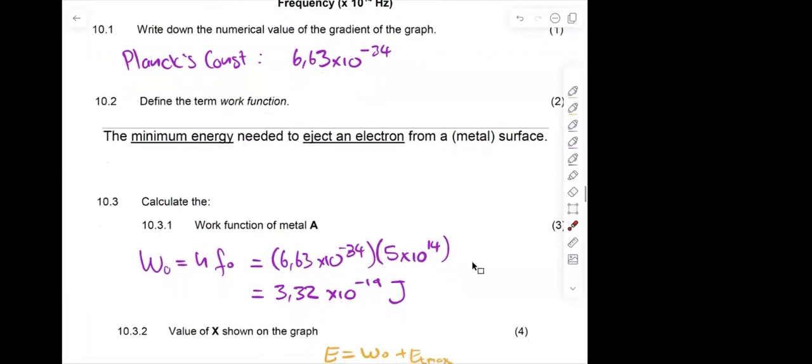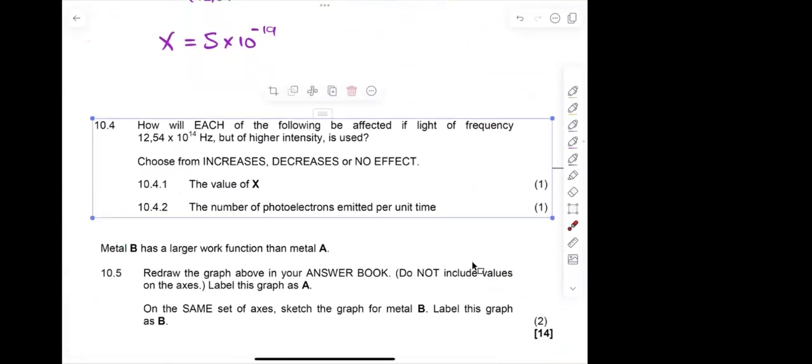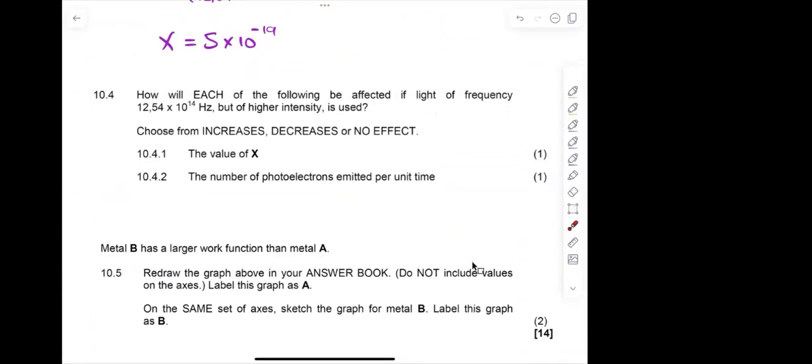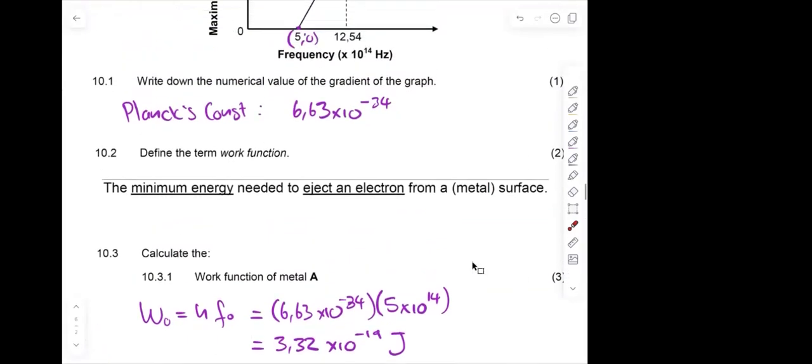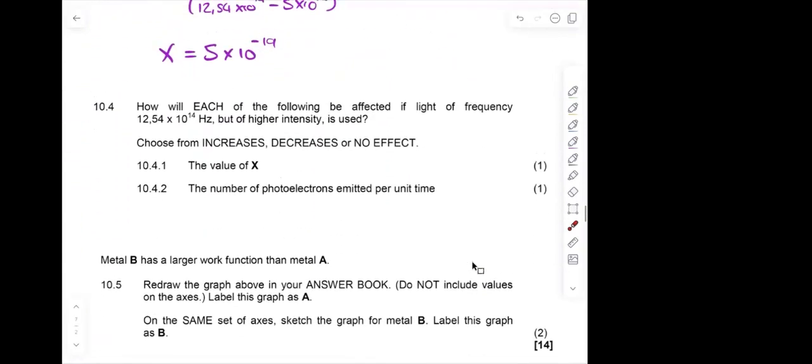Okay, so for us to continue, let me quickly go to the next question. Okay, 10.4. 10.4 asks the following. How will each of the following be affected if light of frequency 12.54 times 10 to the 14 hertz, but higher intensity, is used? So 12.54 is the light we were using at this point there.